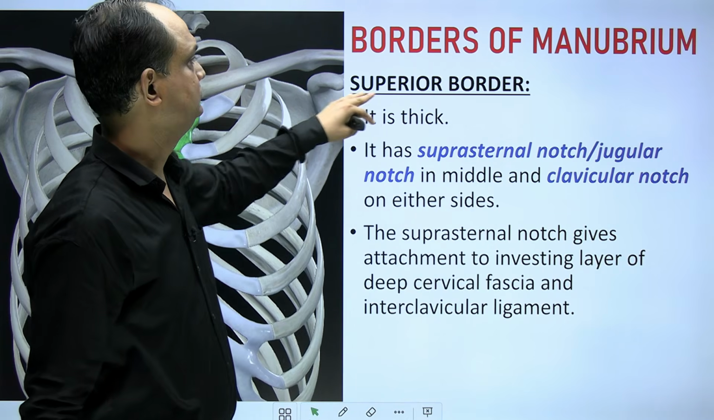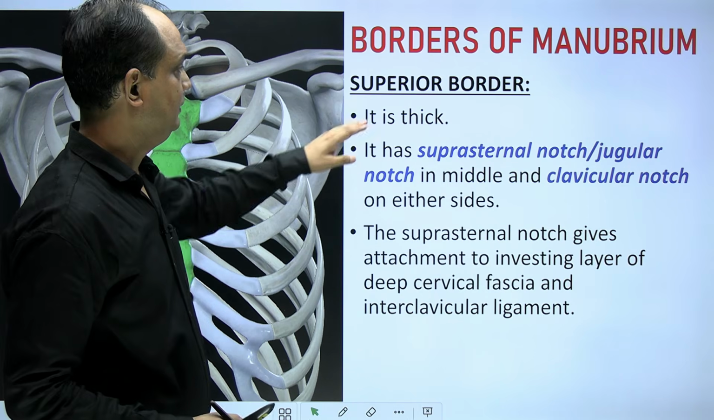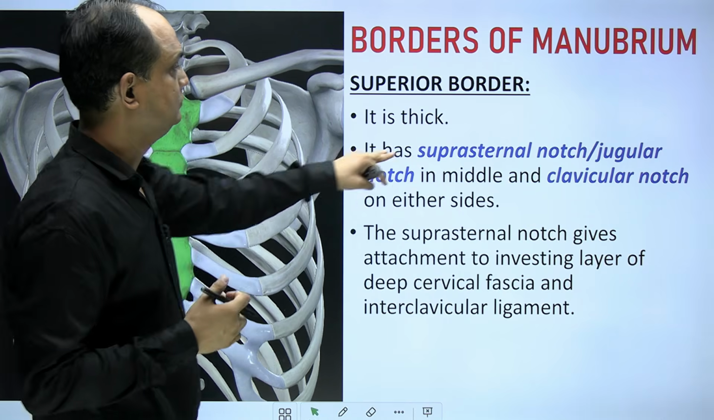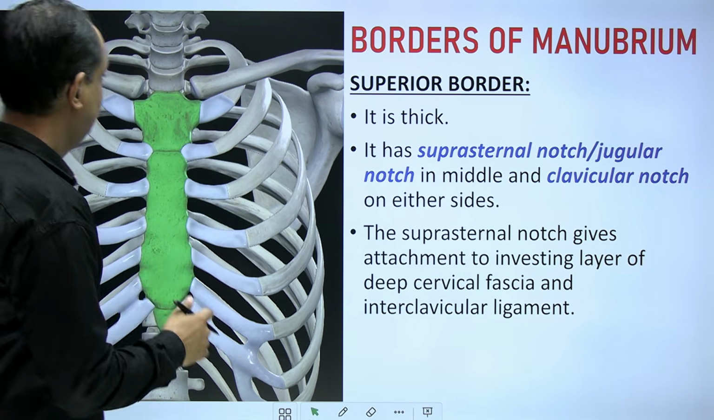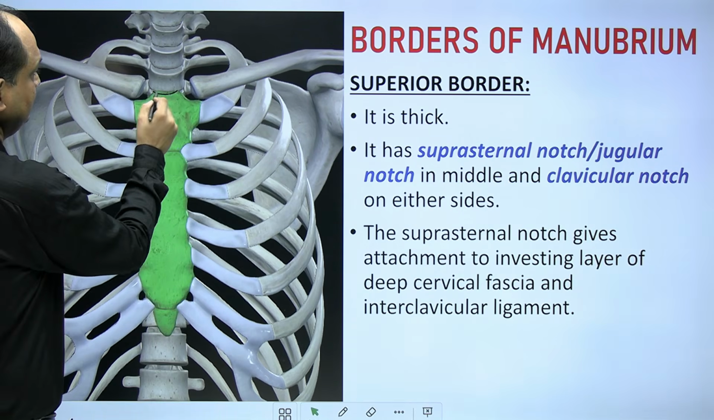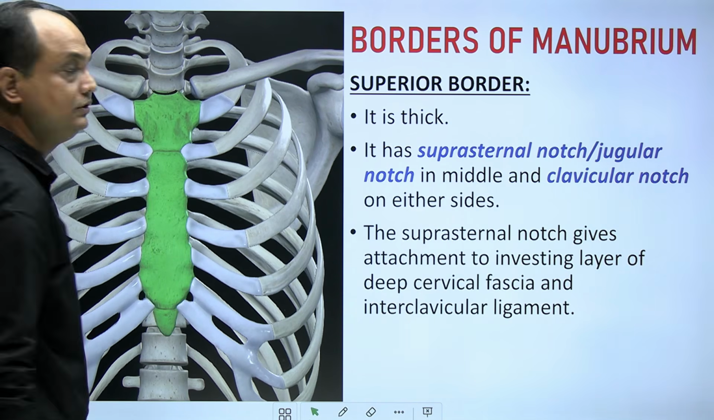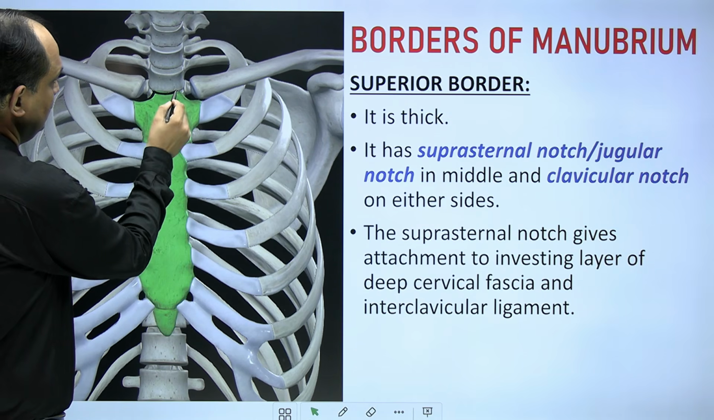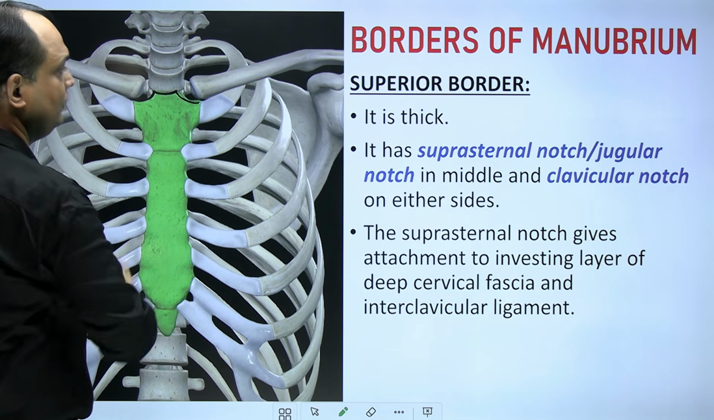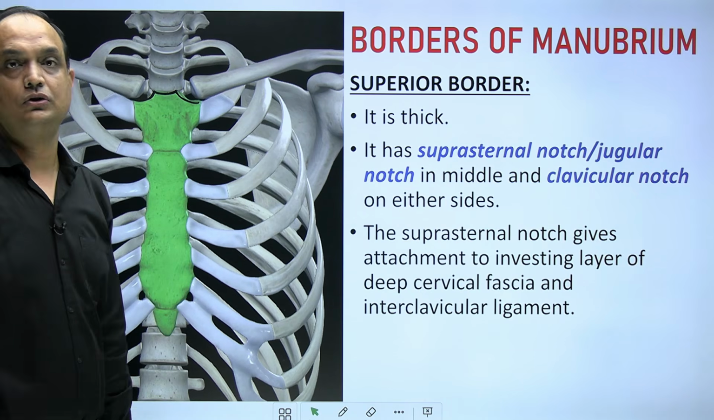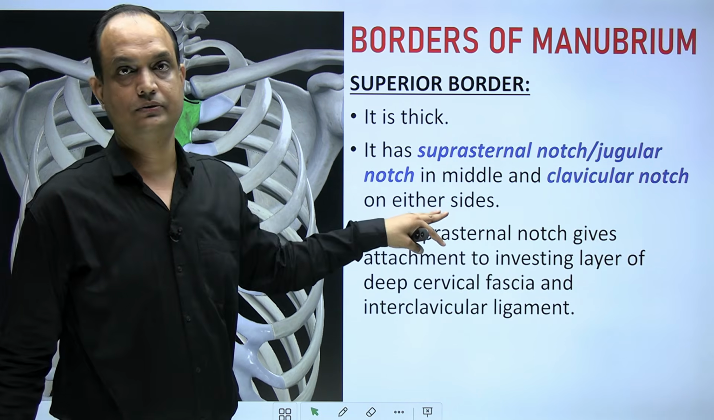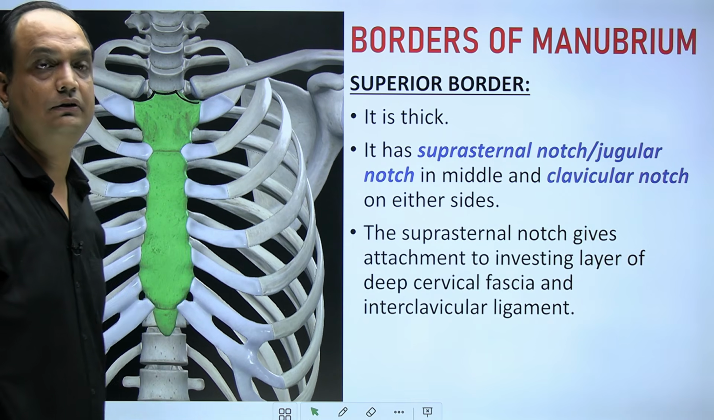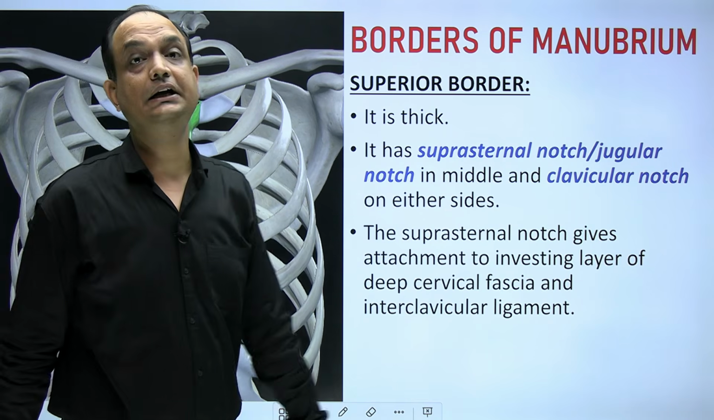First we will discuss the superior border. You know that the superior border is thick, and on the superior border you have a notch known as the suprasternal or jugular notch. So where is the suprasternal notch? This is your suprasternal notch, also known as the jugular notch, and on the sides of the jugular notch you have one more notch. These notches form your sternoclavicular joint, so they are known as the clavicular notch.